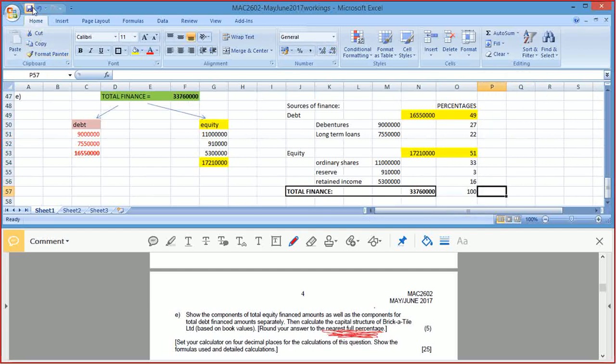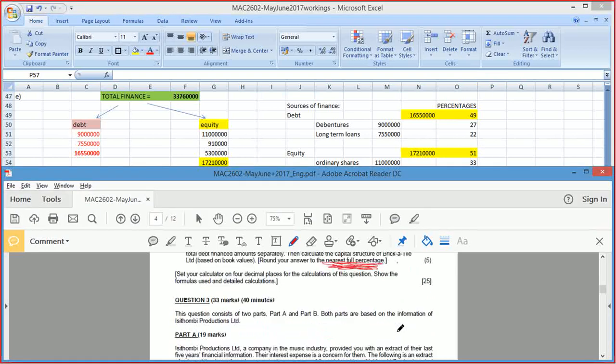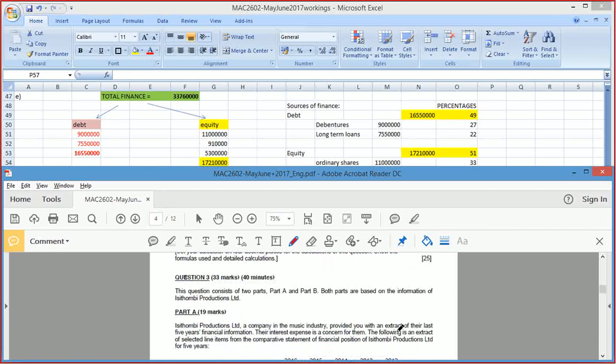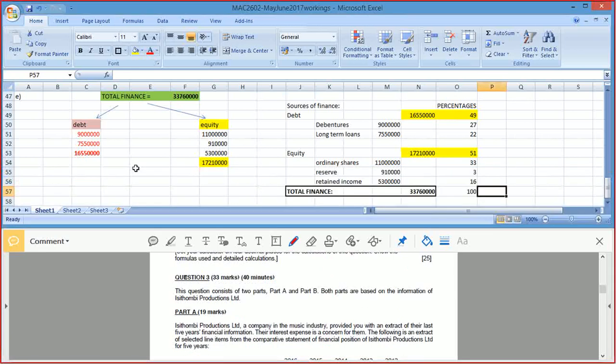Right, so it's literally just a weighting. You're just trying to work out the percentage of finance that's coming from all the different sources. Got that? Yes, sir. It's more maths than anything else there. Happy? Yes, sir. Okay, that's question 2 done.